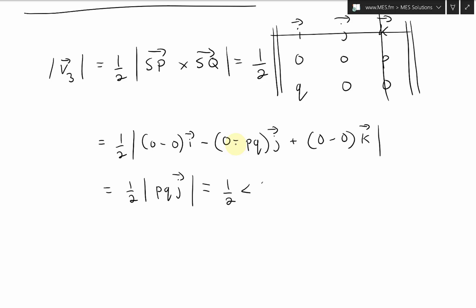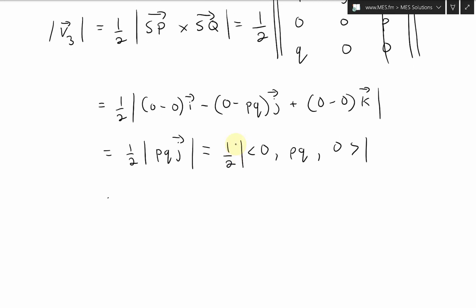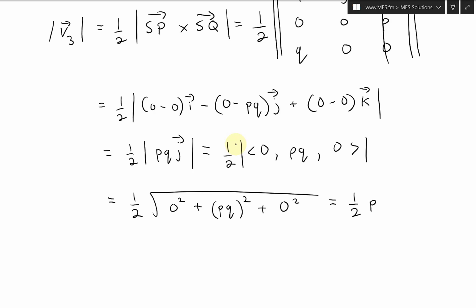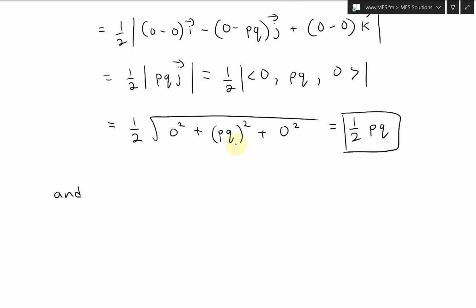This is going to be, well, 0. Again, we're dealing with length. So we're doing the length of that. And then this is PQ, and then 0. Like that. Then take the absolute value, or take the Pythagorean theorem, the triangular one, to get the length like this. This is going to be 0 squared plus PQ squared plus 0 squared. So the absolute value of the length is going to be, yeah, then this all cancels. We're just left with 1/2 PQ. So that's the length.